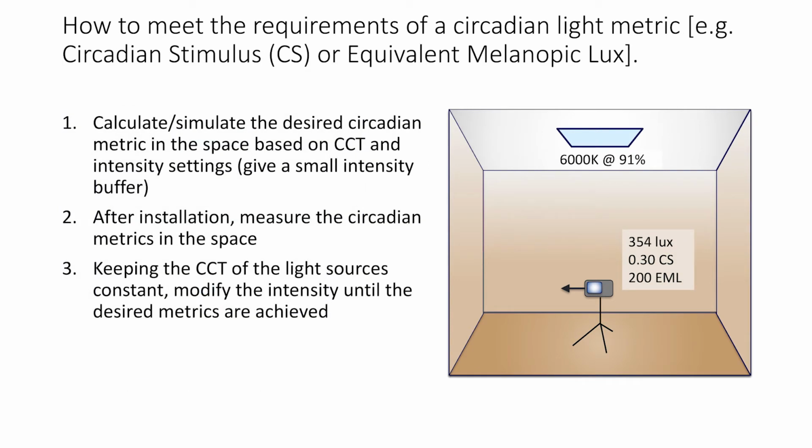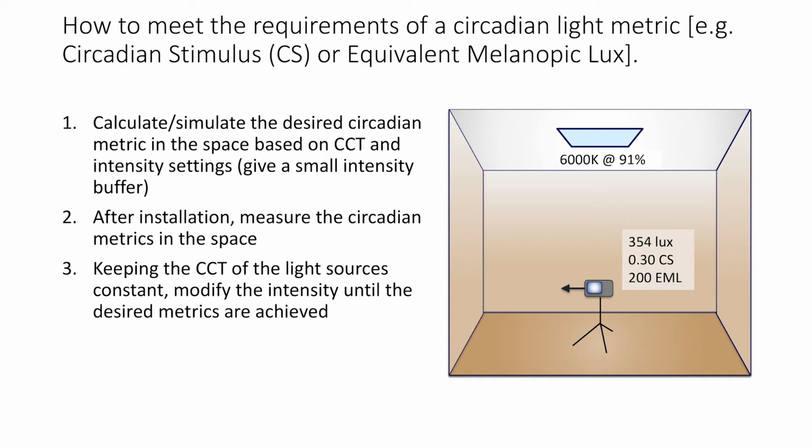How do I fix this? You just have to build a buffer into the lighting calculation. So instead of, if I max my fixture out 100% to get this CS of 0.3, I'd be screwed. So what I do is I design the lighting so that the value of the intensity at the color temperature is less than the maximum of the fixture. So in this example, we calculated the fixture needs to be at 6,000 Kelvin at 80%.